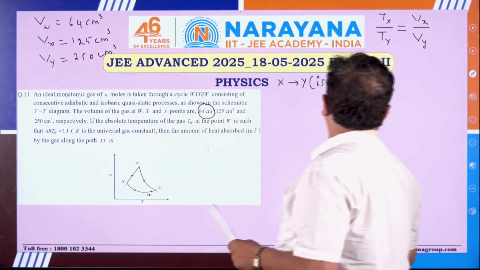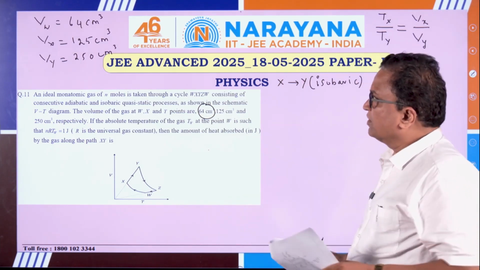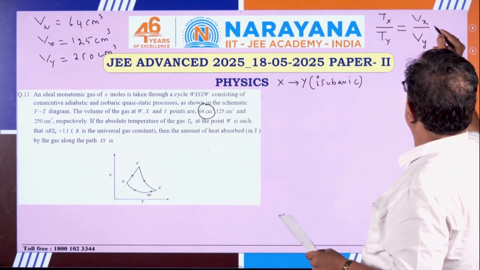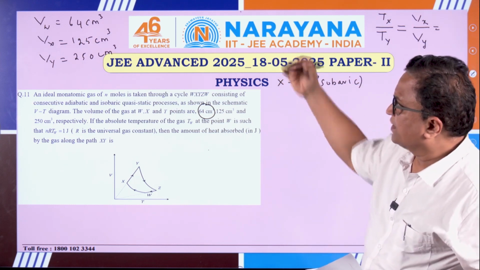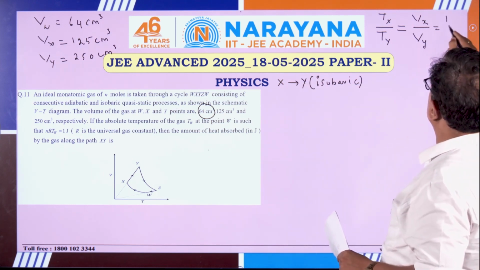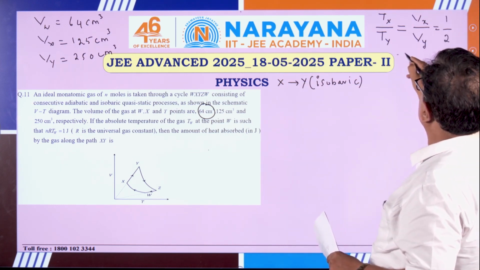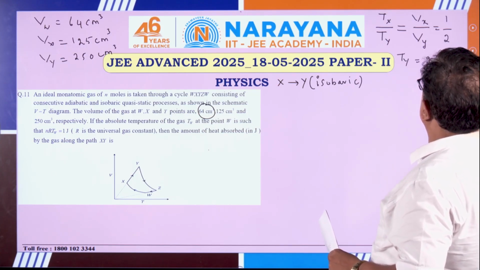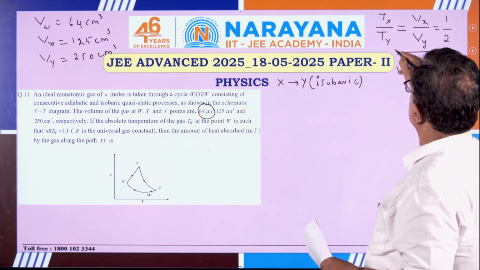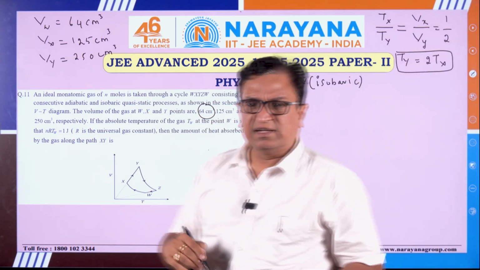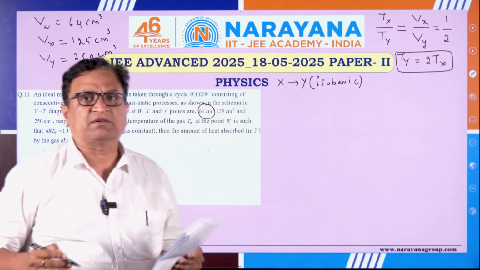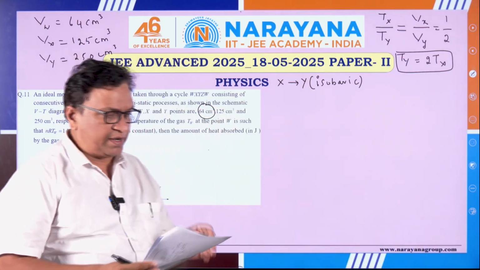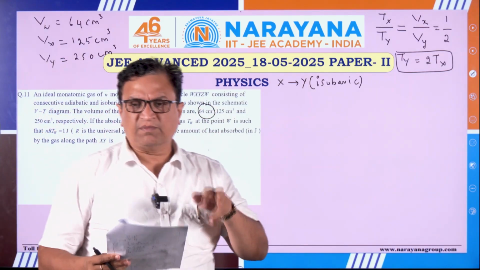Remember, Vx, Vy is given. We have Vx by Vy here. So therefore, you can write it as Vx by Vy equal to 1:2. So wherever I have Ty, I will write 2Tx. Remember, this is a very crucial observation for the next stage of processing the question. Right. Now let us get into the question much more deeply.